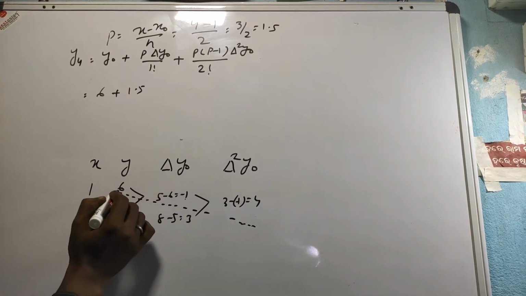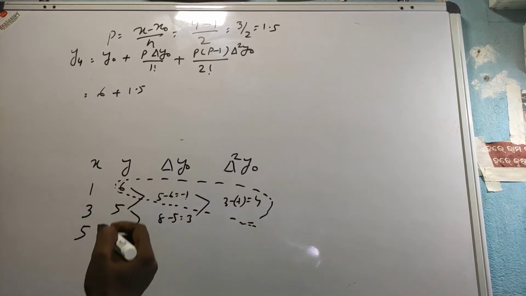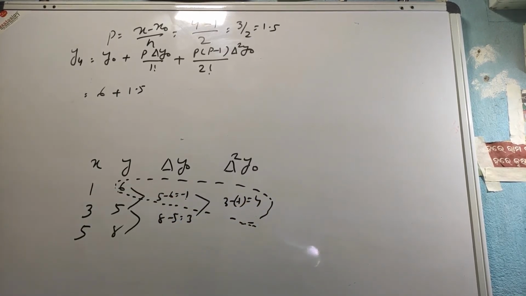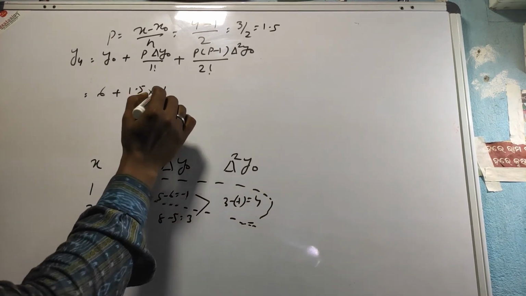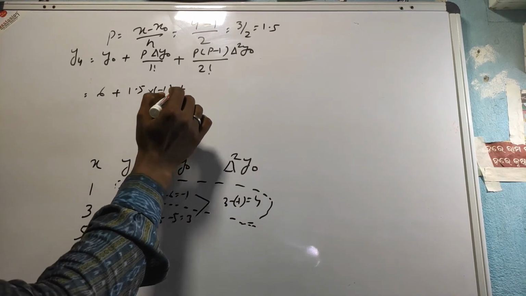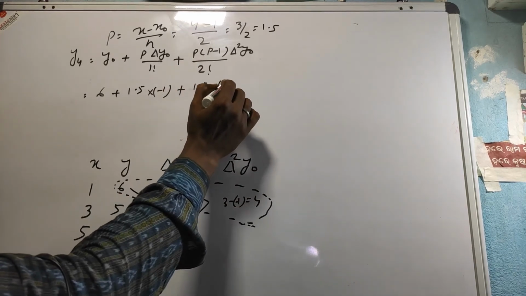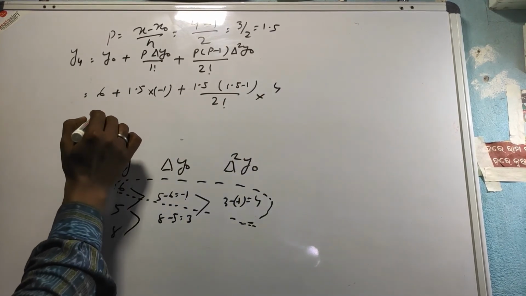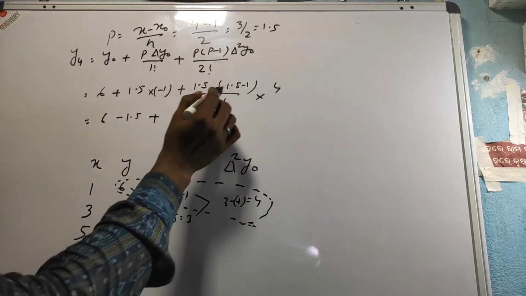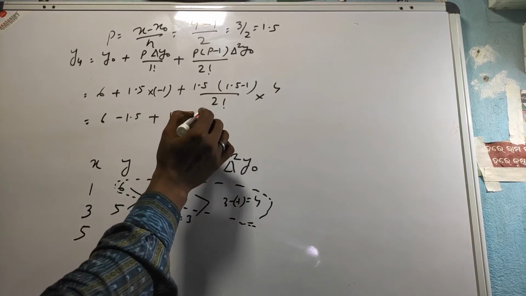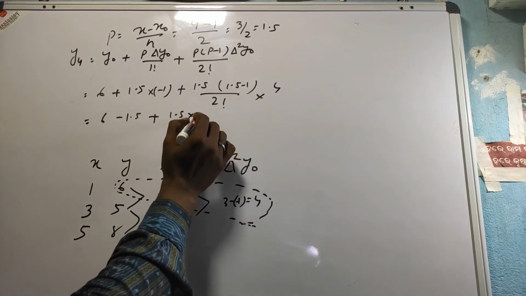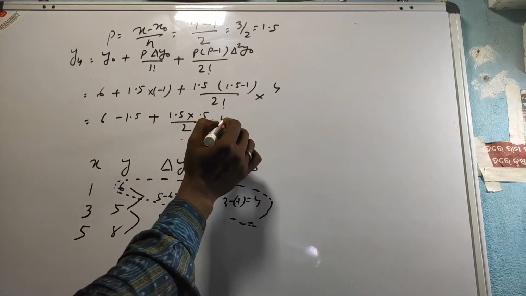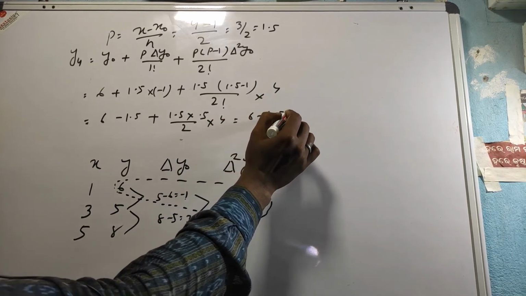Okay, so the examiner can easily see this. Del y0 minus 1, that is 1. P value 1.5, 1.5 minus 1, that is 0.5, divided by 2 factorial, and del y squared, what is it? That is 4, and you have 6 minus 1.5. Then 1.5 into 0.5 over 2 factorial into 4, the 2 and 4 cancel, that is 6 minus 1.5.